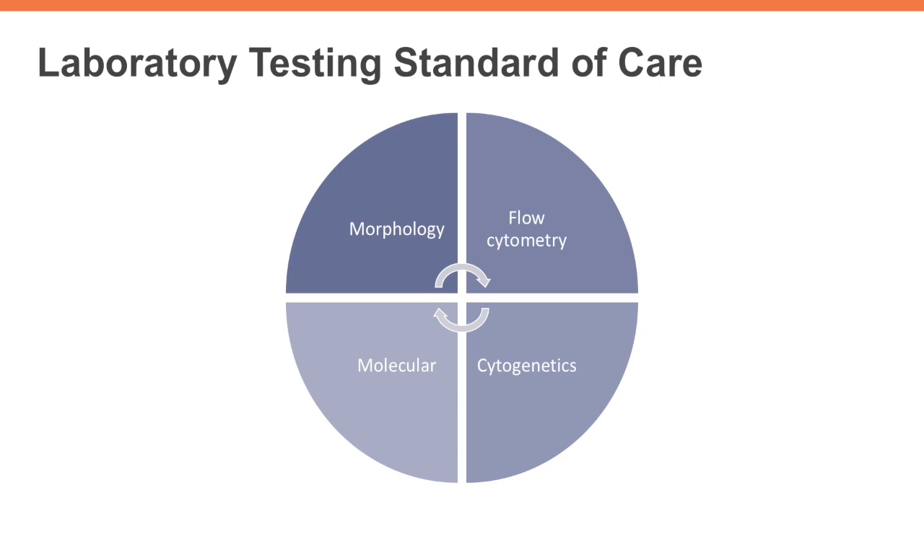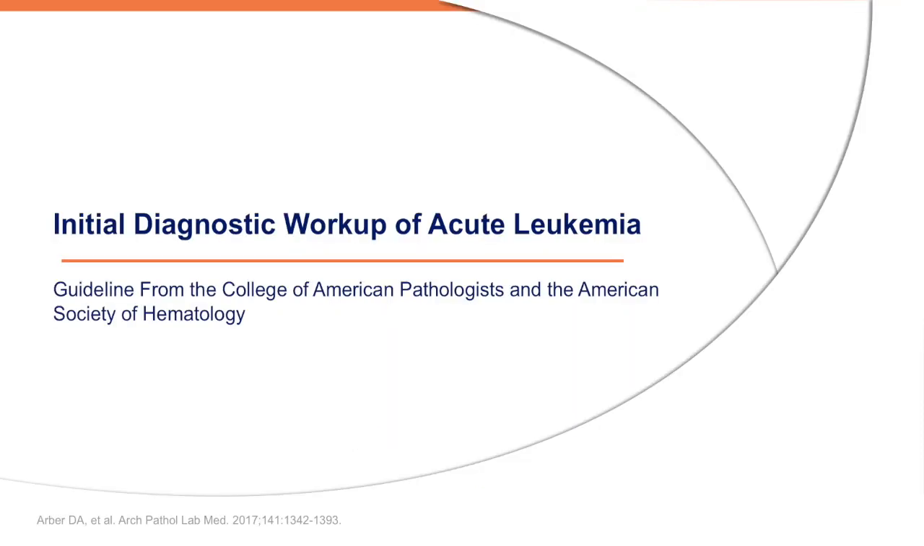Now I just want to focus briefly on updated guidelines for acute myeloid leukemia. I hope I've shown you that the laboratory testing standard of care in AML includes morphology, flow cytometry or immunophenotyping, cytogenetics, and molecular genetic studies. The College of American Pathologists and the American Society of Hematology convened a panel of experts in hematology and hematopathology to develop recommendations on the initial diagnostic workup of acute leukemia. 6 key questions were identified, and a systematic evidence review was conducted to address these key questions.